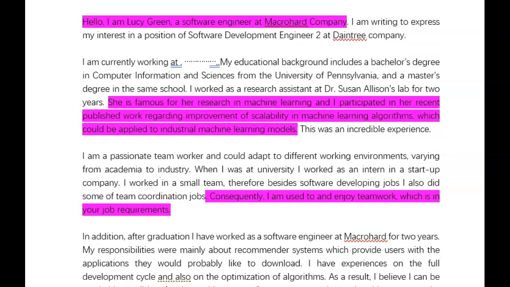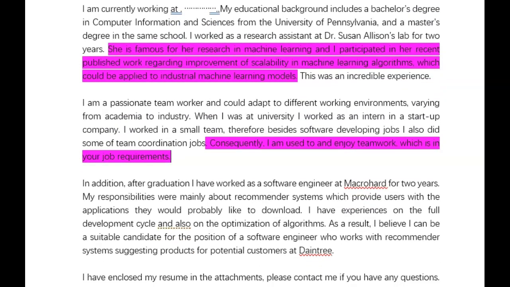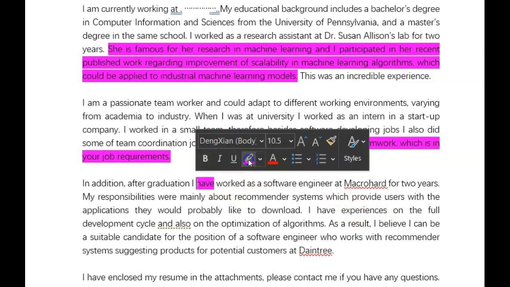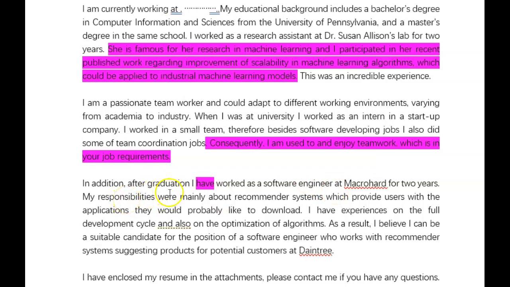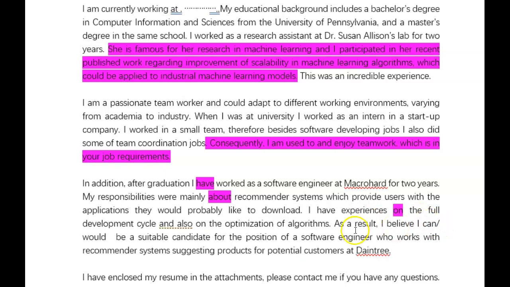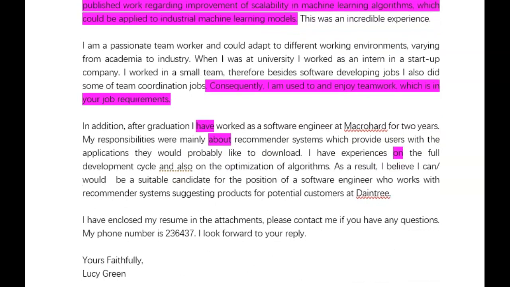Okay. In addition, after graduation, I worked, this would be the past simple, as a software engineer for 2 years. My responsibilities were mainly, I wouldn't put that in, recommender systems which provide users with applications they would probably like to download. I have experience of the full development cycle and also on the optimization of algorithms. As a result, I can believe I would be a suitable candidate for the position of software engineer working with recommender systems, suggesting products. Yes, okay, nice. I really like how you've linked it to the company, which is you're doing exactly the right thing. It is definitely too long, this. Yeah, why don't you try for practice, cut it down to 180, and then you'll kind of get the shape of it a bit better, I think.